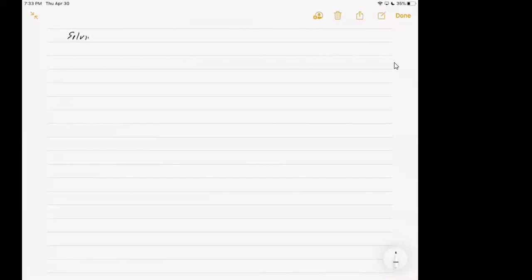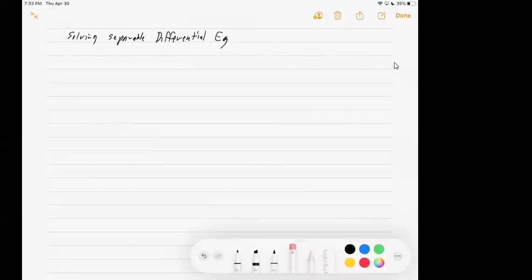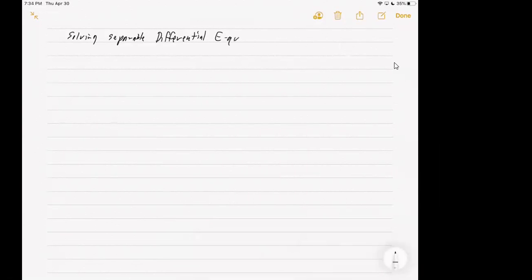We'll write that: solving separable differential equations is the following, okay? Sometimes we're going to add a previous step, so I'm going to leave room up here, but basically we do the following.